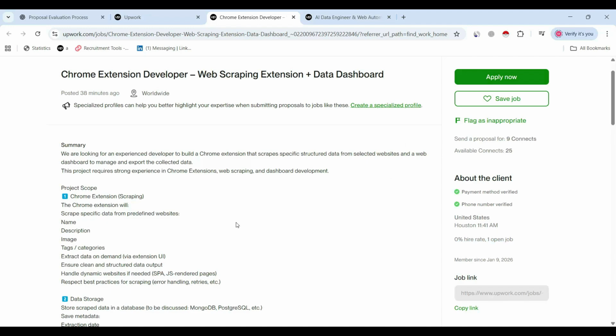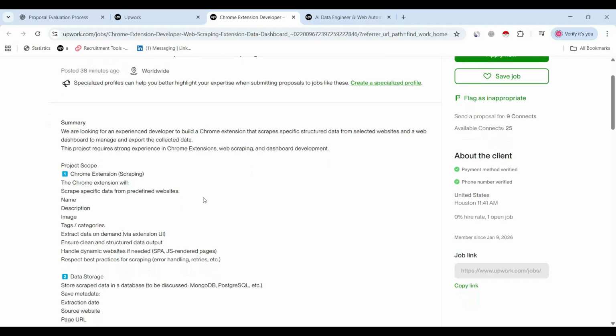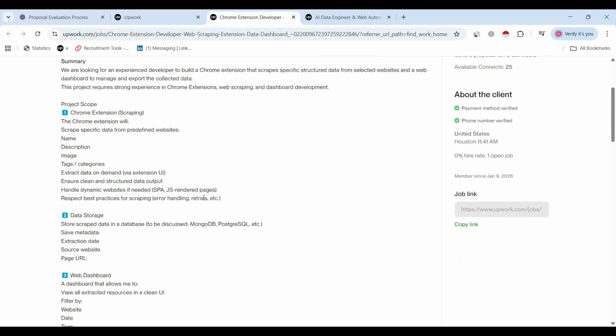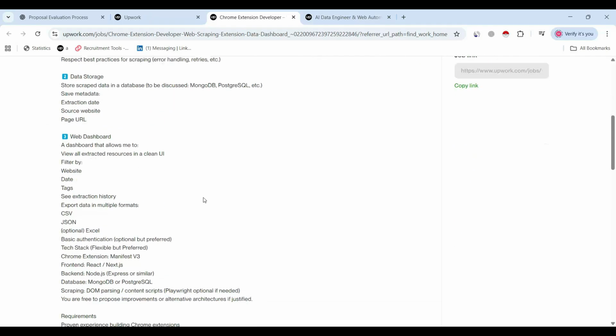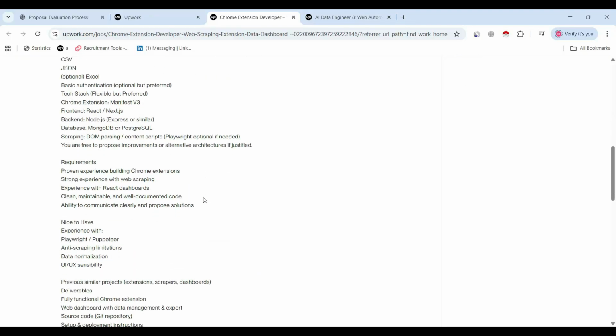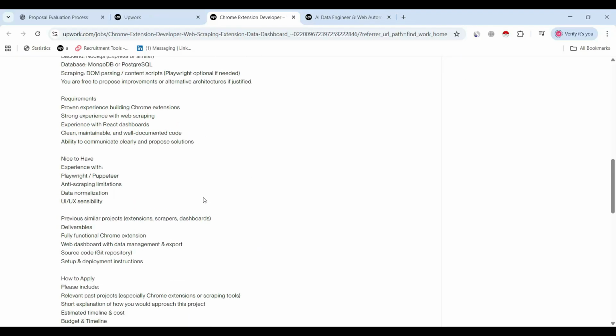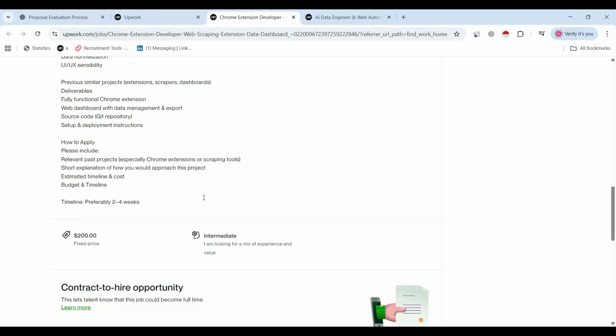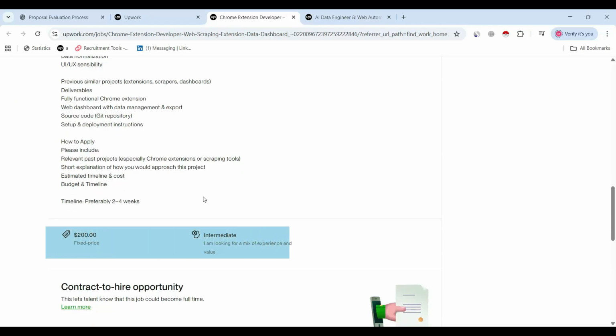Now let's talk about the job description. The description is actually well structured. The client clearly explained the project scope, requirements, the web dashboard he requires, and the skill set he is looking for. They have also mentioned how to apply on this job, and this is a fixed project worth $200, and they require a person with intermediate skills.